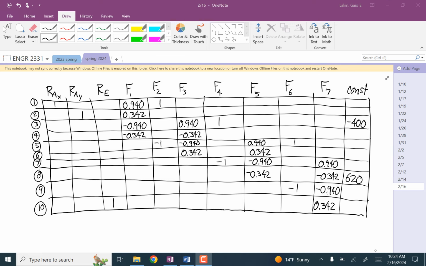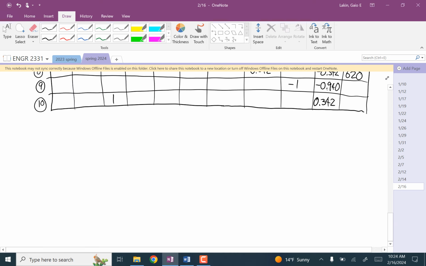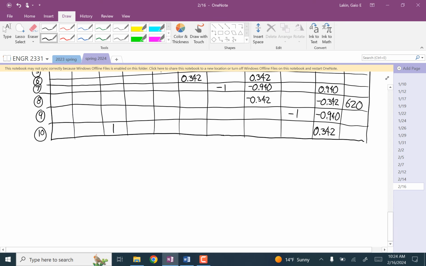All right. Remember that one? Yeah, like 2 days. Okay, so here's what I got. Tell me if yours match, or tell me if they don't match, I guess. So RA, I got negative 400, positive 118.62. Yay. And then RE, 501.38.